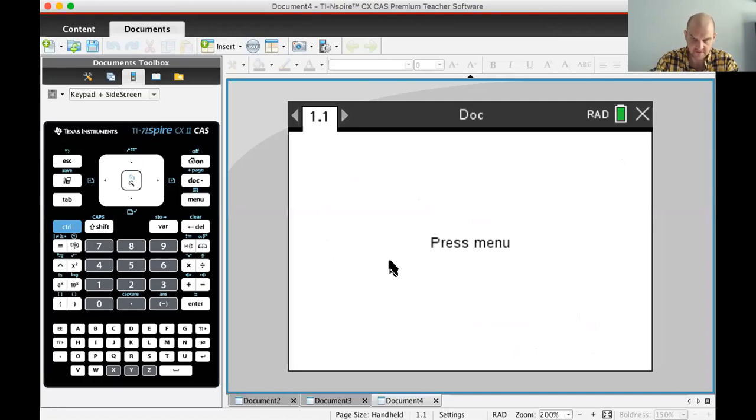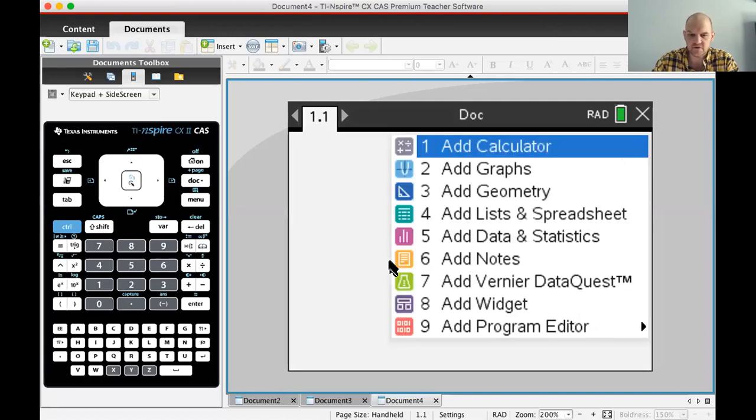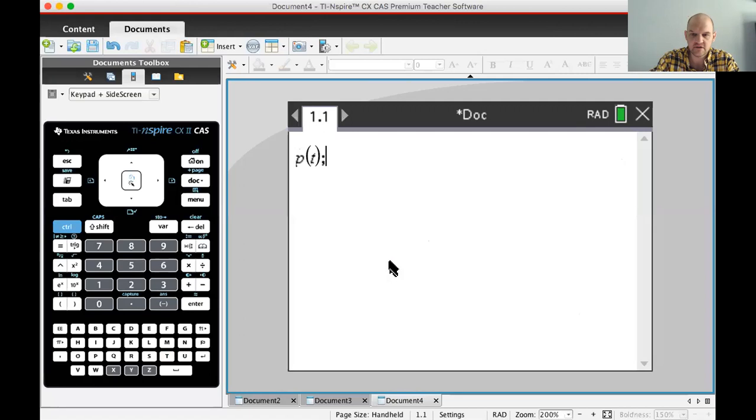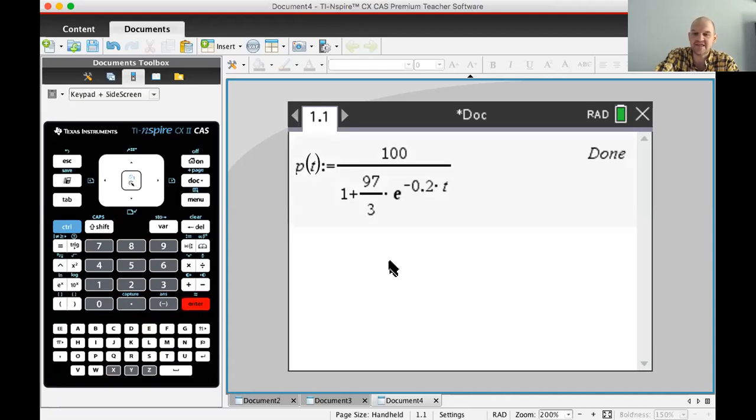So what's my P of t? Well, let's get a calculator page. P of t colon equals 100 over 1 plus 97 over 3 e to the negative 0.2t. I always type exp because it's easier for me than using the button. For you, it's probably easier to use the button. Also, you should be using your calculator all the time, so pressing all the buttons should be really fast. That's the idea.